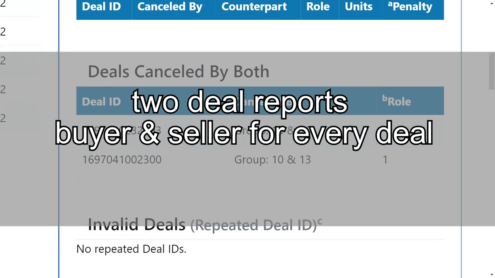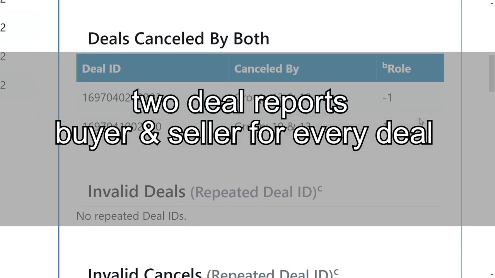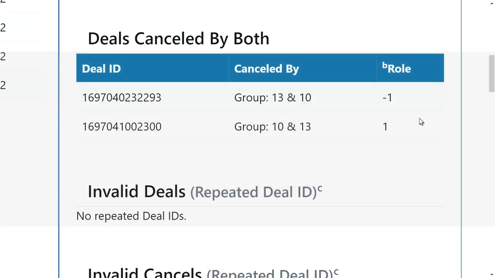Let's go ahead and look at the easy situation. That is, deals are canceled by both sides. So that means when you cancel a deal, if both sides do it, there's going to be no problem. This is the easiest situation. So in this situation, we're going to have a deal ID like this one here. And remember, this deal ID was shared by both groups.